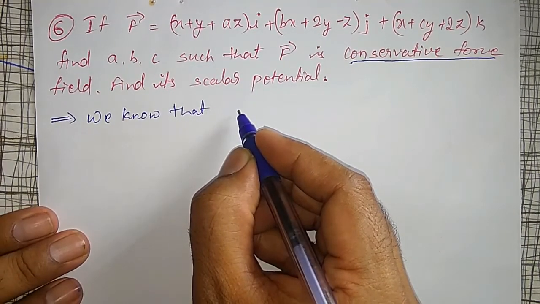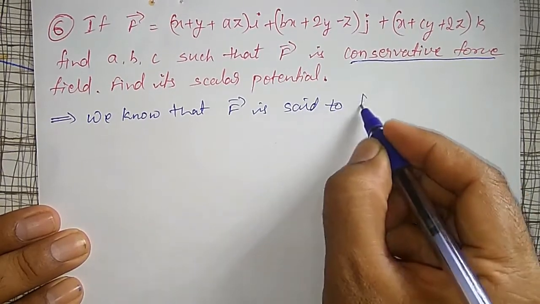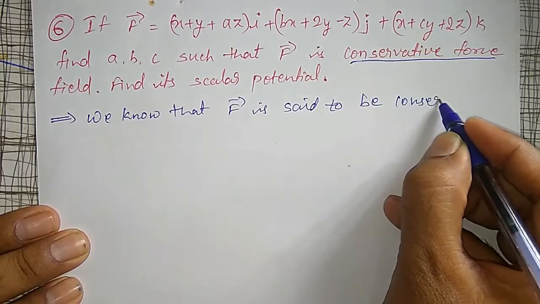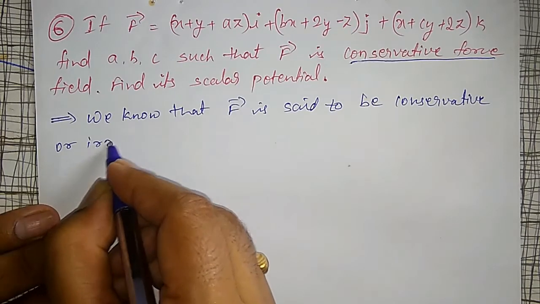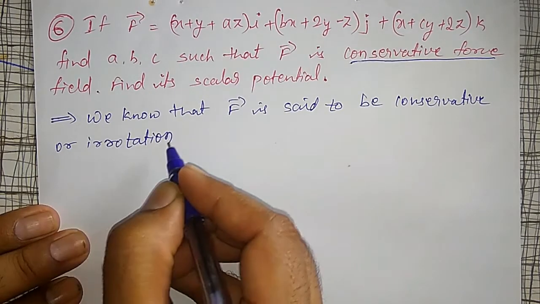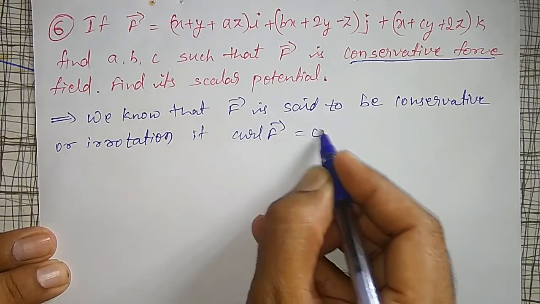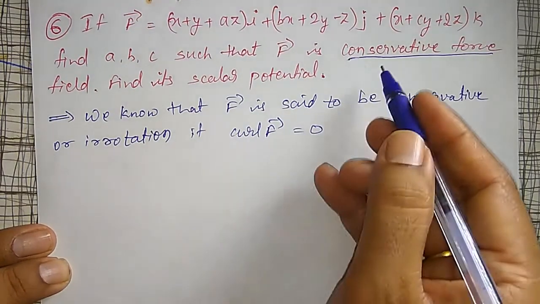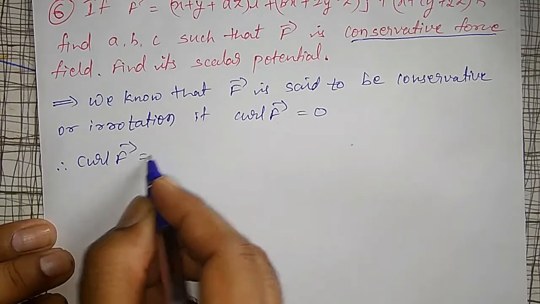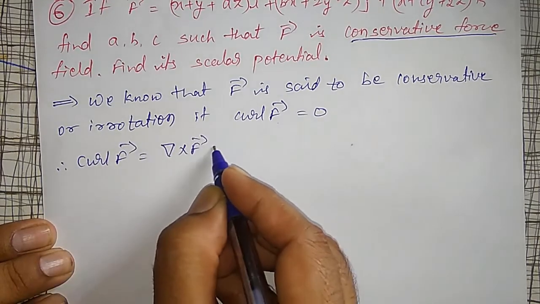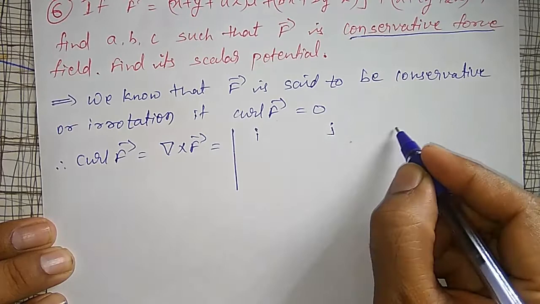We know that the force F is said to be conservative or irrotational if curl of F is equal to 0. Therefore I have to find out curl of this vector F now. Curl of F is equal to del cross F, that is defined by the determinant, with i, j, k in the first row.